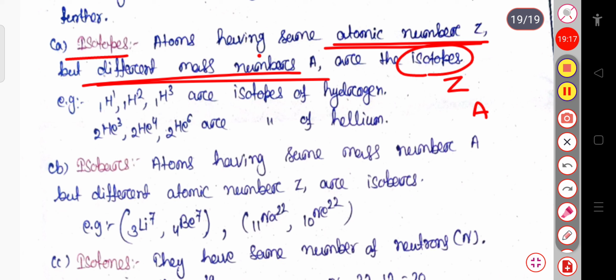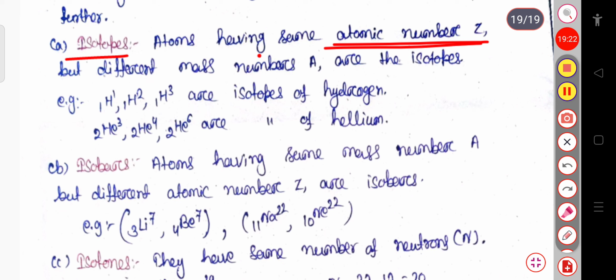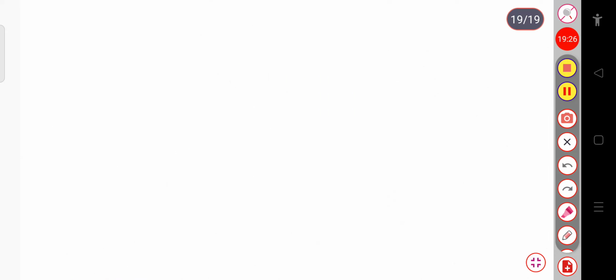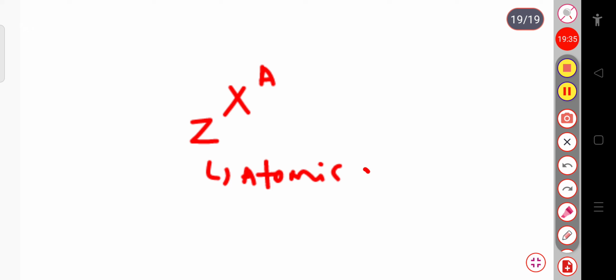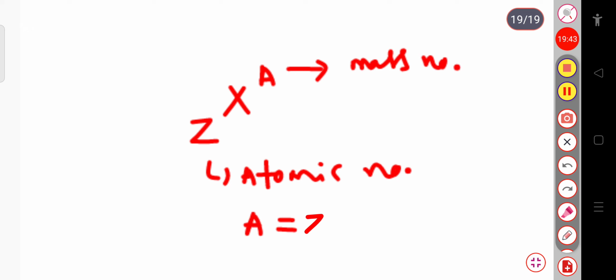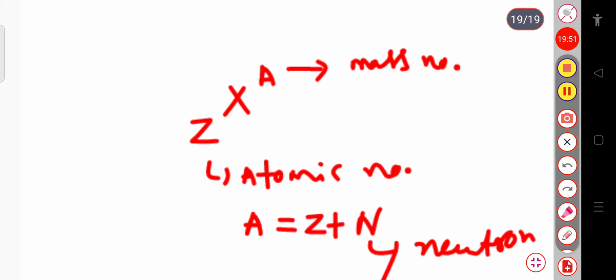For example, we denote an element as Z X A, where X may be any atom. This Z is the atomic number, and this A represents the mass number. A is nothing but Z plus N, where N is the neutron number and Z represents the proton number. So this one is important.